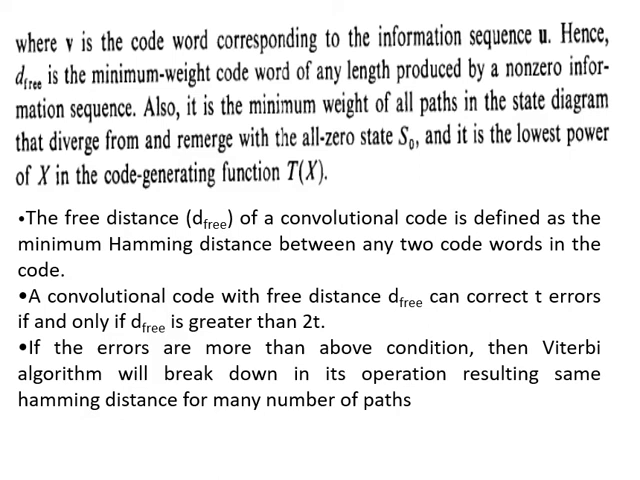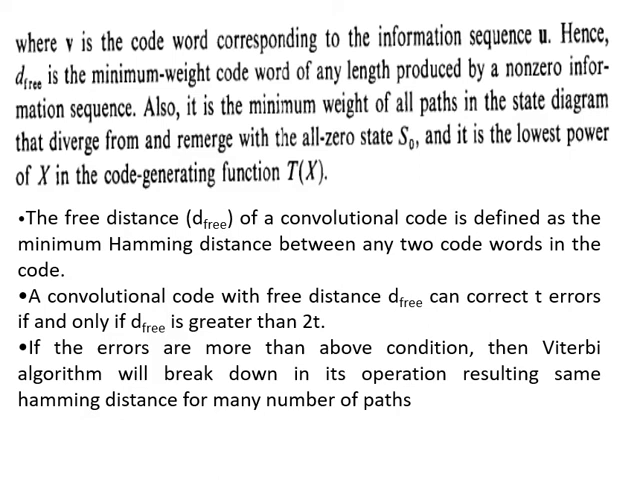So what are the branches emerging from S0 and what are the branches re-emerging with S0? The minimum weight of all such paths is called the minimum free distance, and it is the lowest power of x in the code generating function T of x. So if you are considering a code generating function T of x, then it is the lowest power of x.